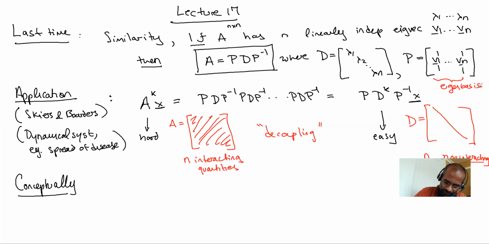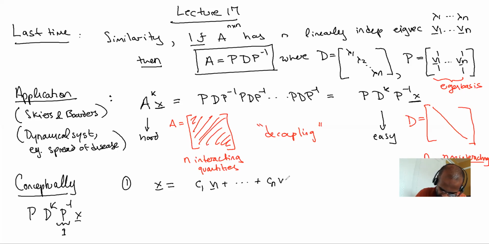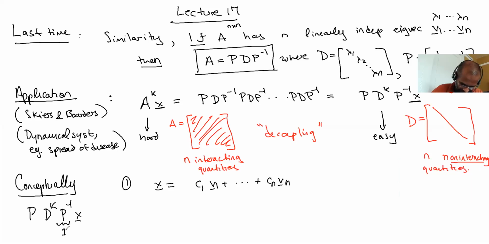And so conceptually, if you multiply x by P D to the k P inverse, what does this mean? Well, the first step, which is multiplication by P inverse, all it's saying is just express x in the basis of eigenvectors. So write x as some c1 v1 all the way up to cn vn. So the first step is just writing x in the eigenbasis. That's what happens when you multiply x by P inverse.